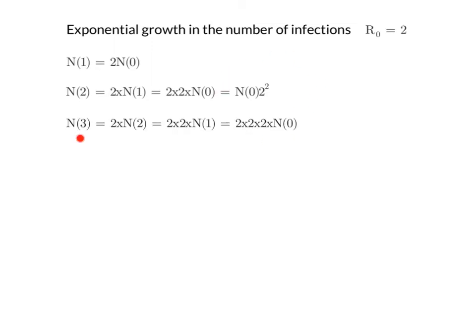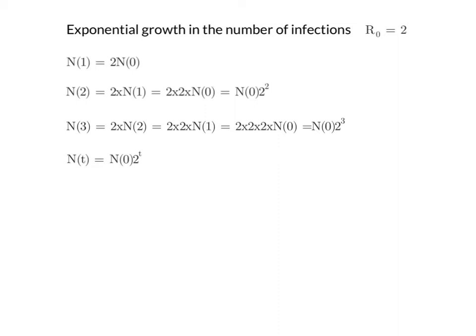We can then consider our third generation of infections, N3, which is just going to be R0 or 2 times N2, but N2 is 2 times N1, so it's 2 times 2 times N1, but N1 is 2 times N0, so it's 2 times 2 times 2 times N0, or in other words, N0 times 2 to the power of 3, and we could continue this for each generation of new infections. For our specific example here, that gives us the number of new infections in generation T is simply N0, our first or original generation of infectors, times 2 to the power of T.